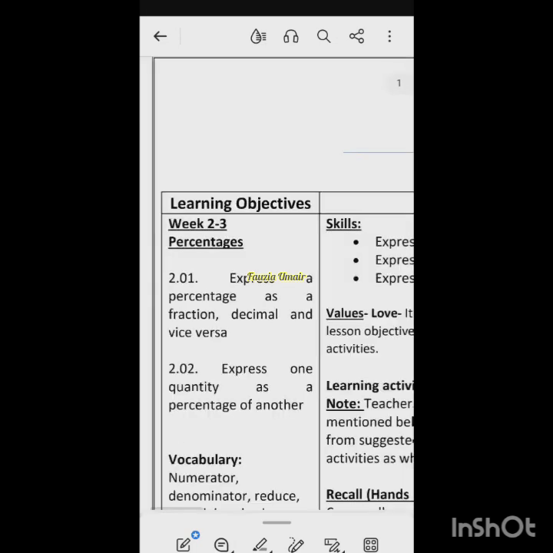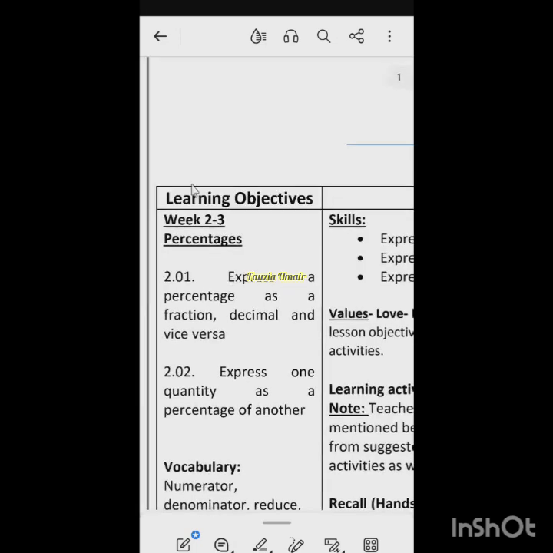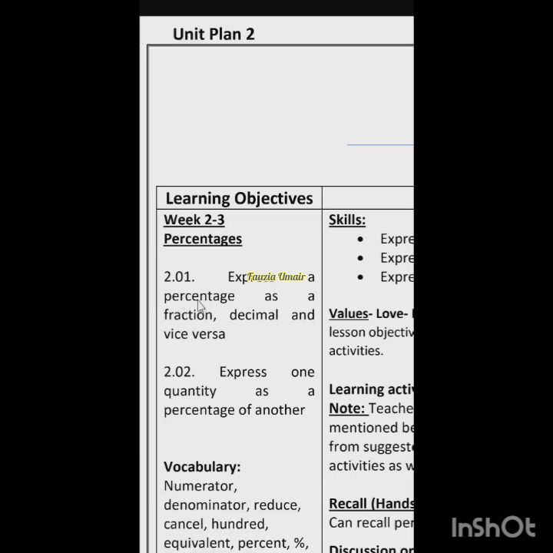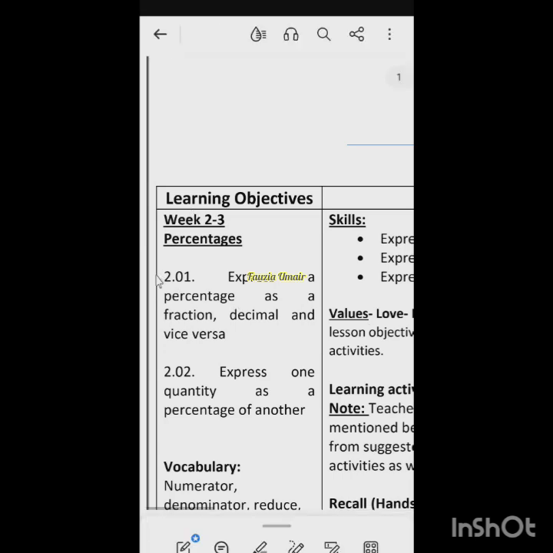So there is a lot in this chapter, percentage. So the first learning objective is express percentage as a fraction, decimal, and vice versa. So what does this learning objective mean? This means that if we have anything given in percentage, we are able to convert that percentage into fraction or decimal. And if a number is given in decimal form or a fraction form, we are able to convert it into the percentage form. So basically, this learning objective is the same as you have done in class 5, right?